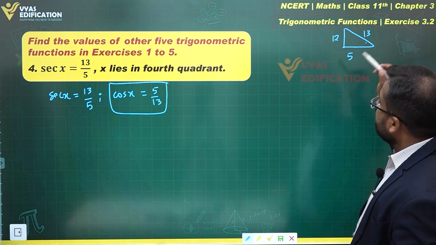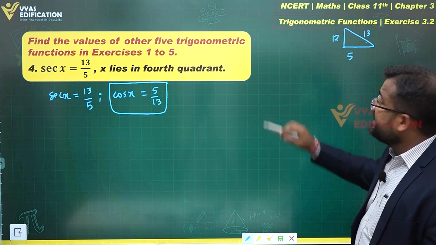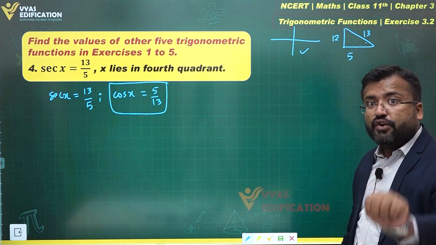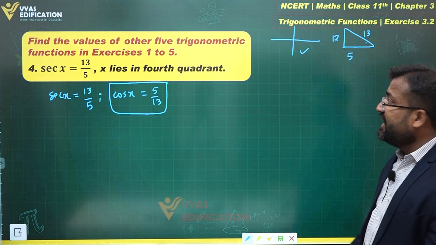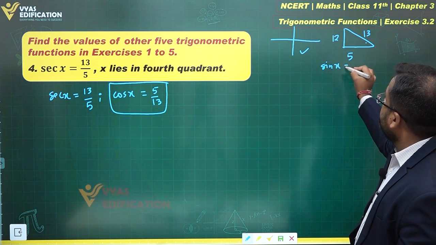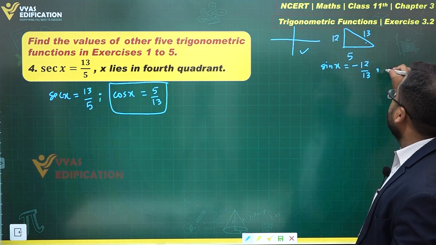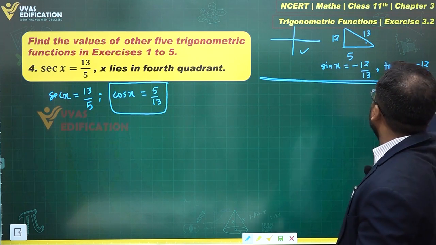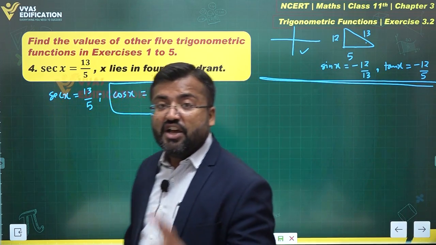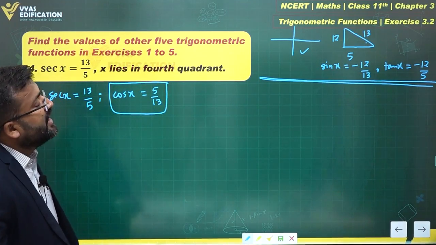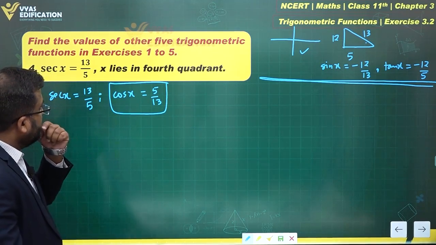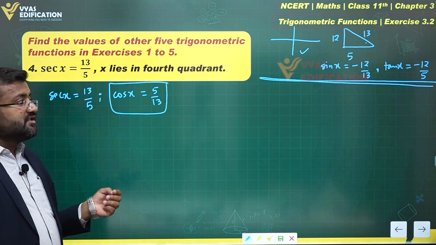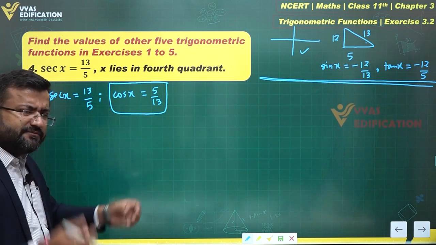If this angle is theta, sec x and cos x are known. X lies in the fourth quadrant, so the other four trigonometric ratios would be negative. Sin x will be minus 12 by 13. Tan x will be minus 12 by 5. That's what you can observe using triangle ideas. So this is a shortcut. But if the person wants us to solve using the analytical approach, let's solve it.